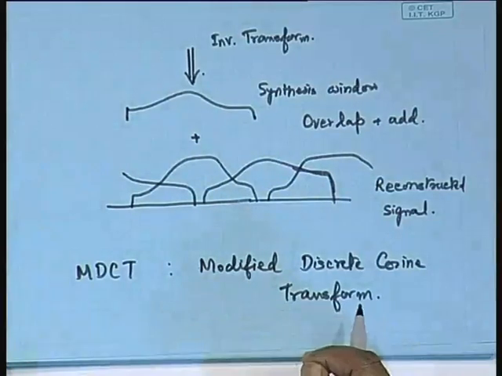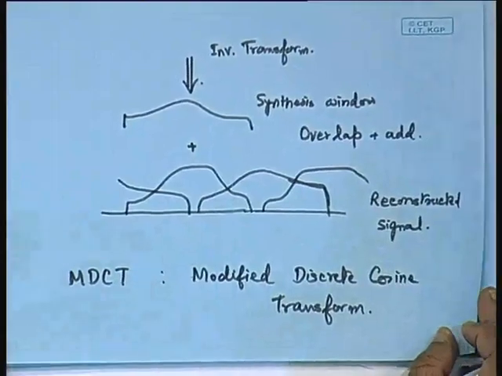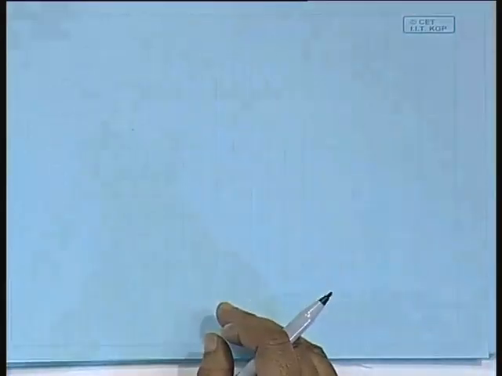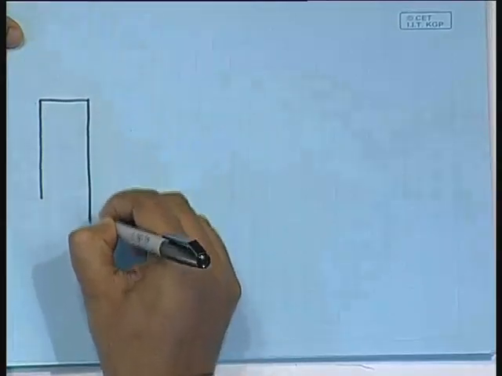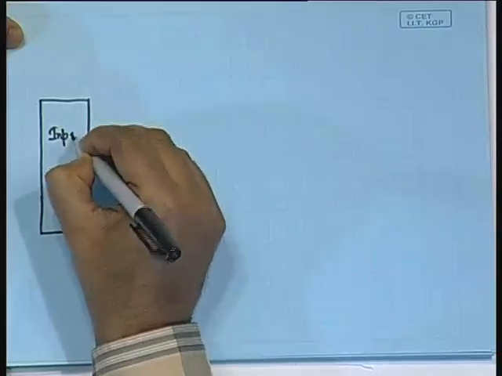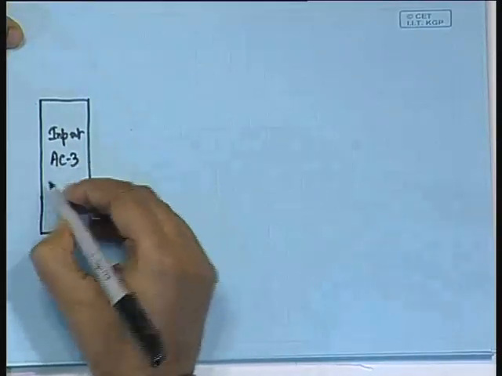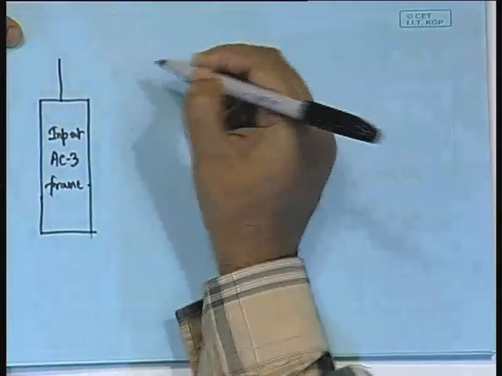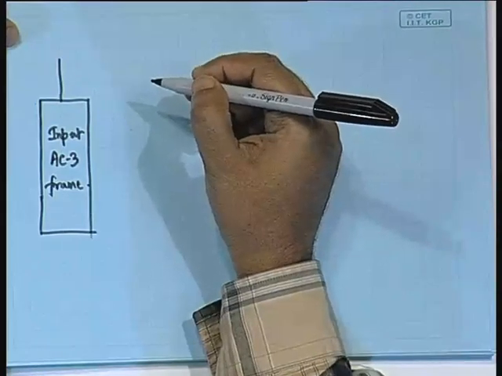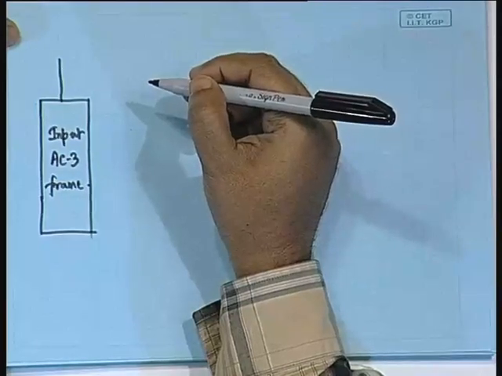Now, we go back to our AC3 codec and see how this concept is utilized, how we are making use of this MDCT block in the AC3 decoder. Let us recollect the frame structure of the AC3. In the frame, what are we having? Say in this part, we have the input AC3 frame, which will be containing the exponent and the mantissa information corresponding to all the channels that it is encoding.